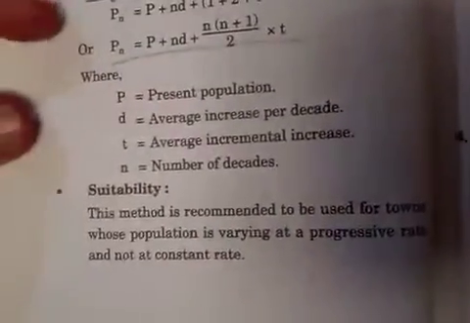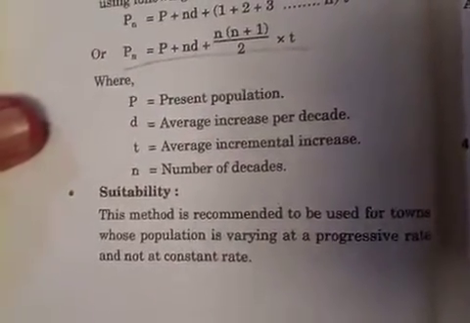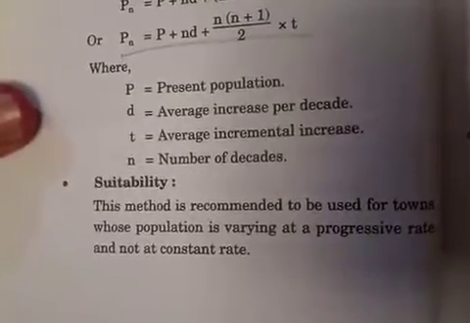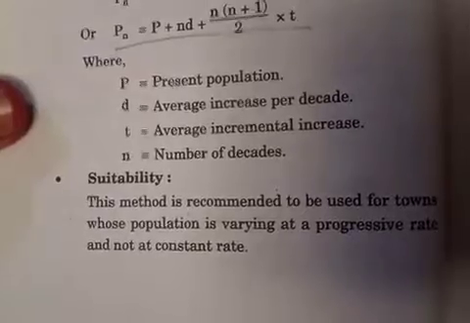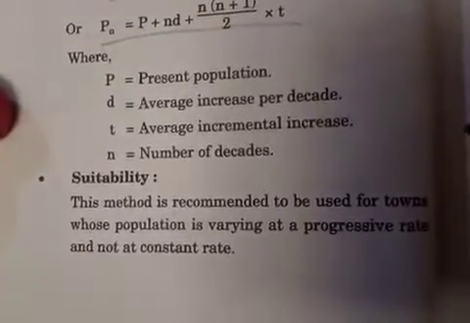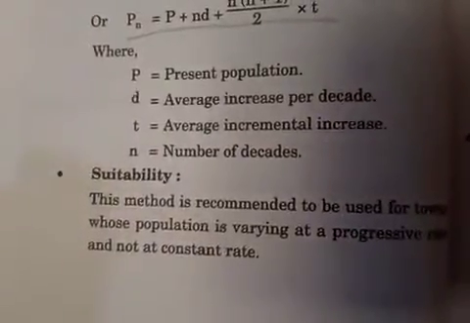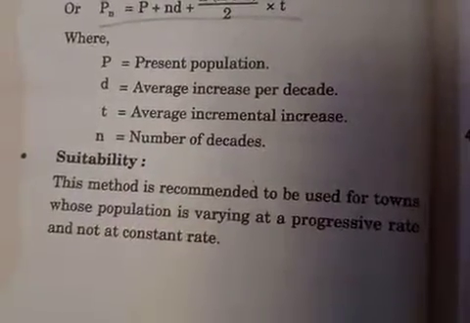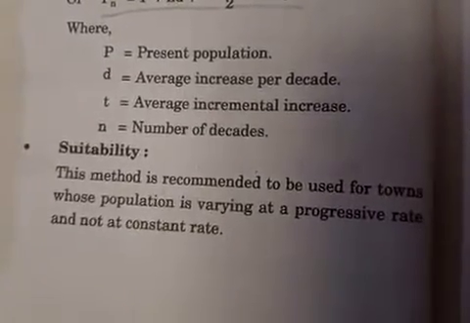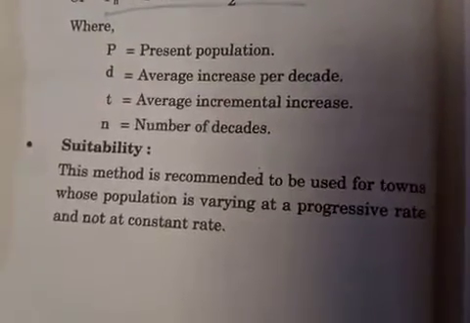The suitability of this method: it is recommended for towns whose population is varying at a progressive rate and not at a constant rate, because the progressive rate varies from decade to decade, not constant. In this case, this method is suitable.